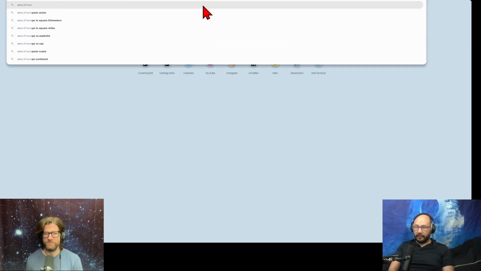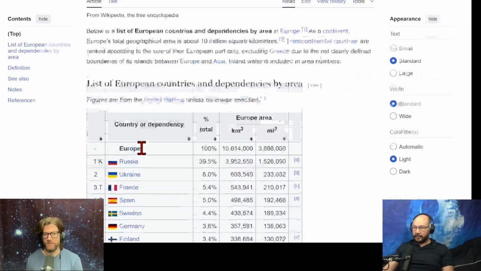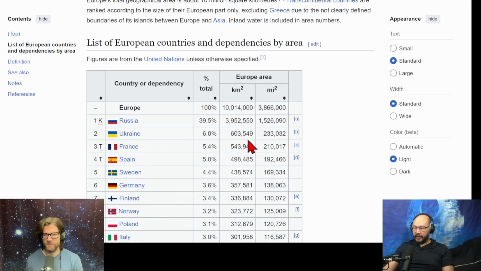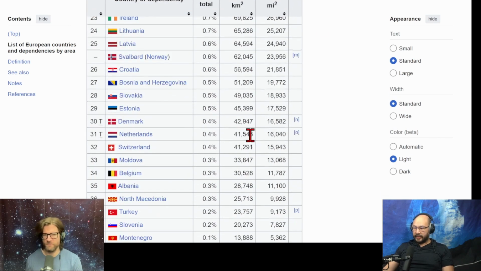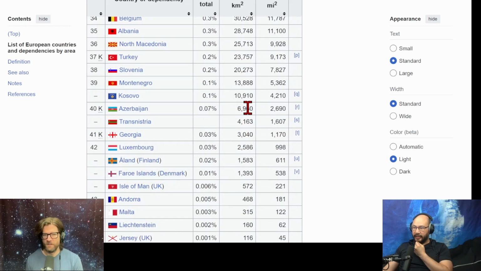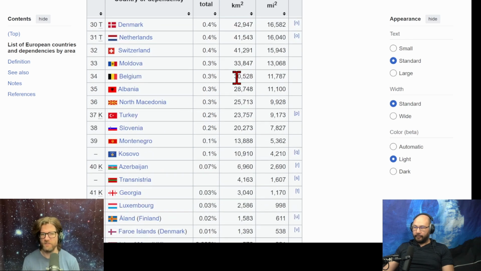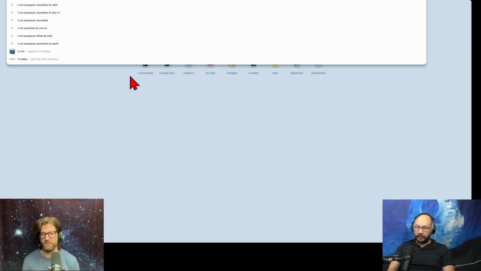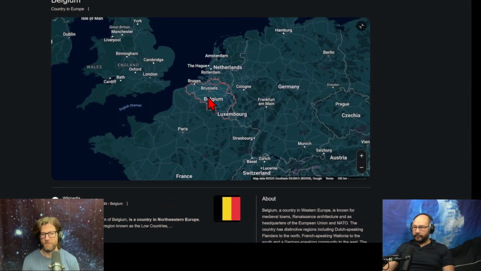Area of European countries in km squared. Okay, here we go, sorted by this. So we're looking for 6 to 7,000. Azerbaijan, a little bit smaller than Kosovo. Or let's see, how big is Belgium? Belgium is 30,000, so we're looking at a fifth of Belgium. Let's get a little map. Yeah, so about a fifth of Belgium. That's pretty big.